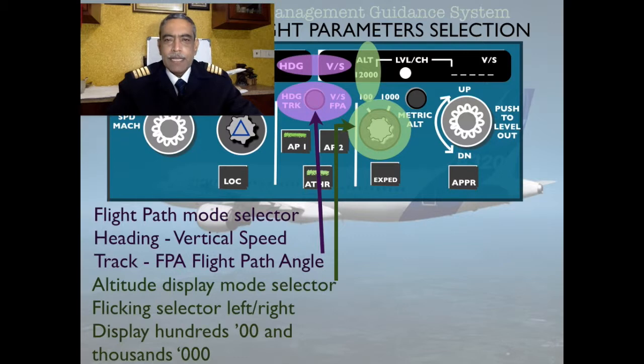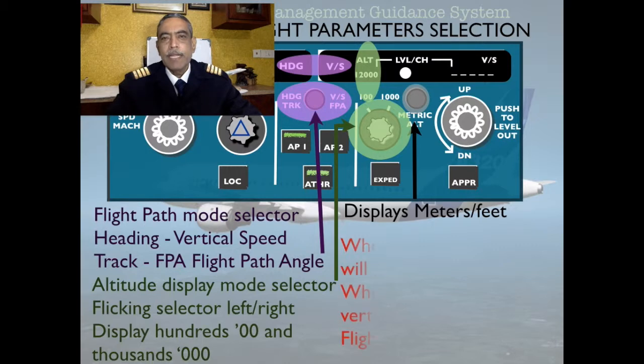Further right, there is another push selector button which alternates between the altimeter selection and the indicators in meters and feet. Let's recall that there are still several countries which follow the metric system in their airspaces, and there is a requirement for the pilot to fly altitudes in meters. Therefore, this possibility is there so that the pilot can switch over if needed.